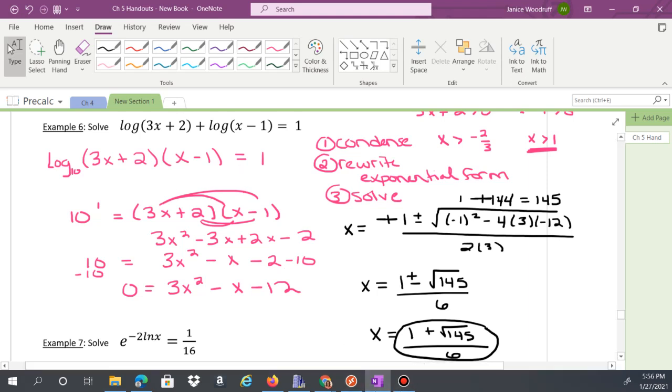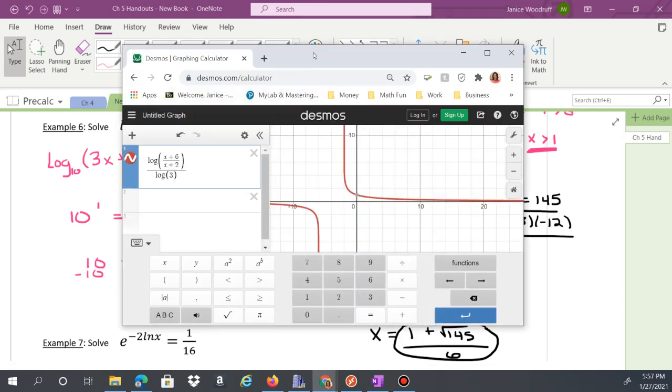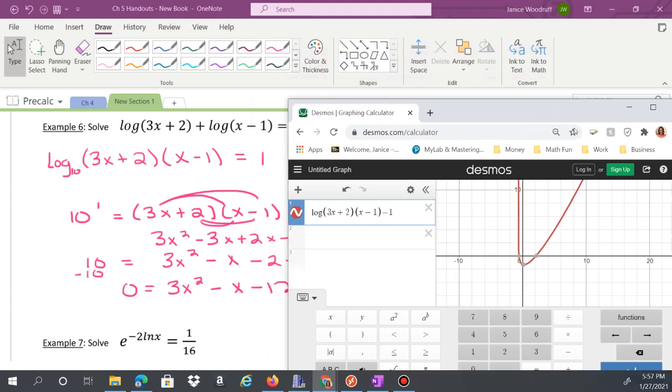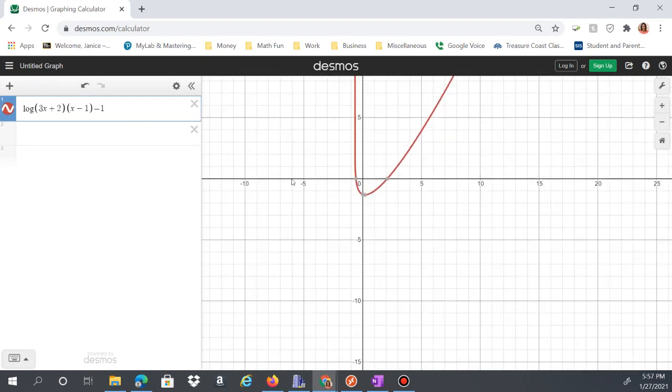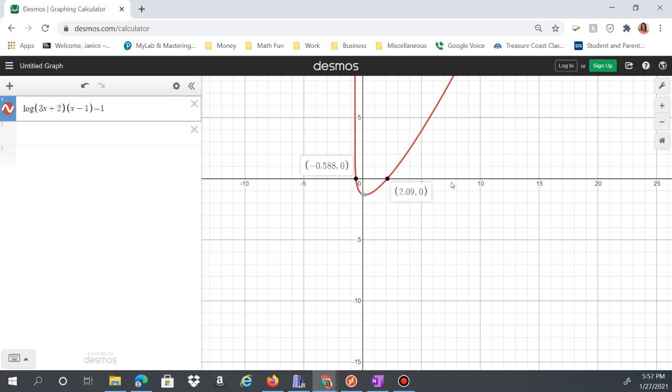And we can take a look at this. Let's see here. I would just put this all on one side, like so. I would just go log (3x plus 2)(x minus 1) minus 2. No, it was 1, right? Yeah. And then there's my graph. And you can see where it crosses the x-axis, right there and right there, which, when I did these in my calculator, is about that value, 2.09, a little bit off. Okay, pretty close. So you can take a look at that.